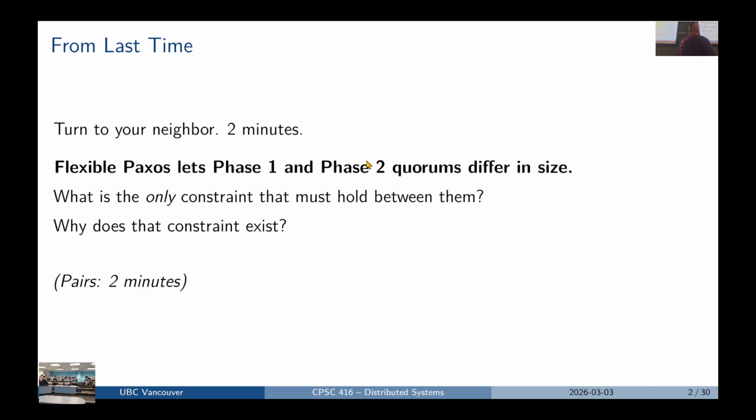So, before you've forgotten it, just spend a couple of minutes, try to explain to each other the observation that we were talking about last time, which was in Flexible Paxos, all you need is to ensure that the quorum of phase 1 and the quorum of phase 2 intersect with each other. They don't have to be the same groups. They can be different groups. You can have different quorum definitions there. Just to cement that idea before we leave it. So, just 2 minutes.